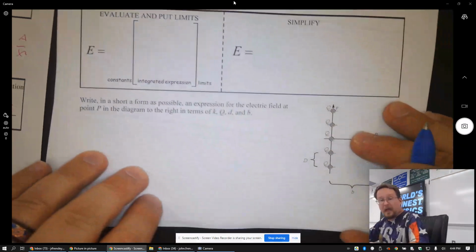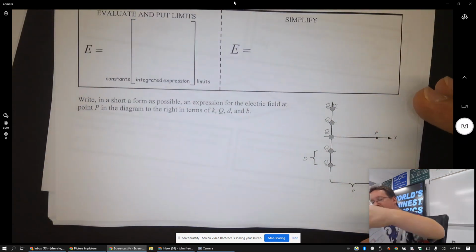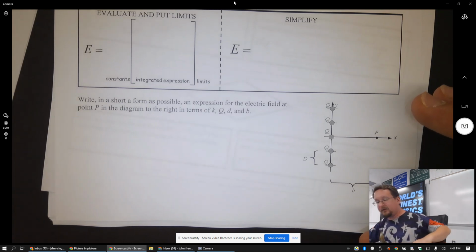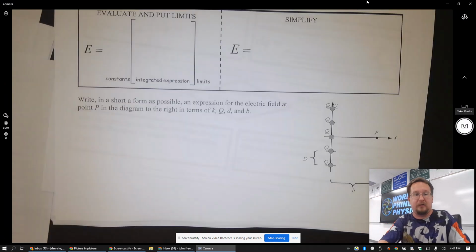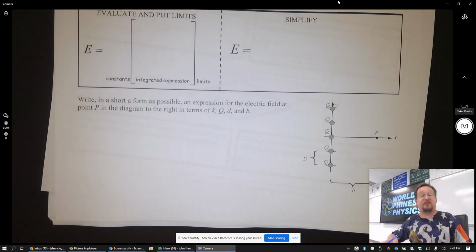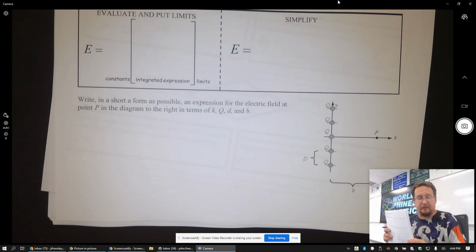All right. So the last one I'm going to do, and if you're talking about AP Physics C, it's not really important that students evaluate this integral. It's really more important that students be able to set up this integral. And that's the vertical line of charge.